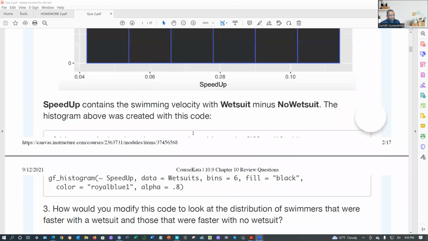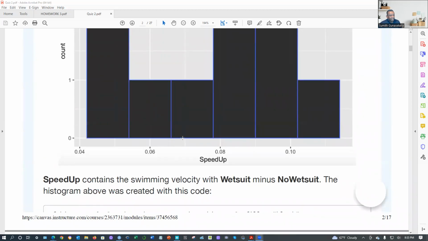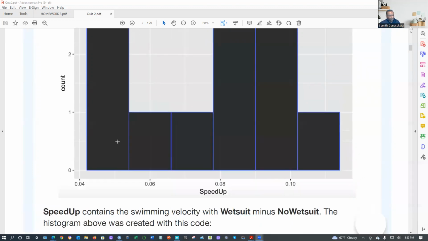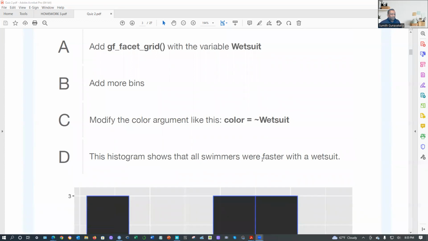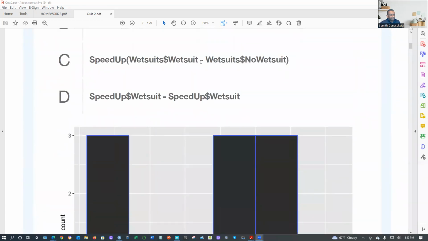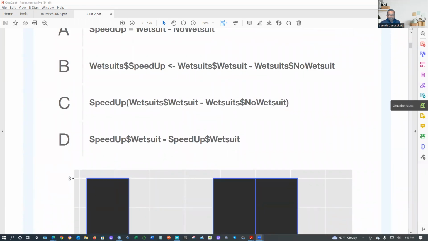But they were already included over here. With and without wetsuit has been taken into account by taking the difference between those two velocities, the velocity with the wetsuit minus the velocity without the wetsuit. It's called the speedup. The regular bathing suit will be called the no wetsuit. So speedup is showing everything on the positive side, meaning it's already included. This histogram shows that you must go faster with the wetsuit, because of how we subtracted: wetsuit minus no wetsuit.